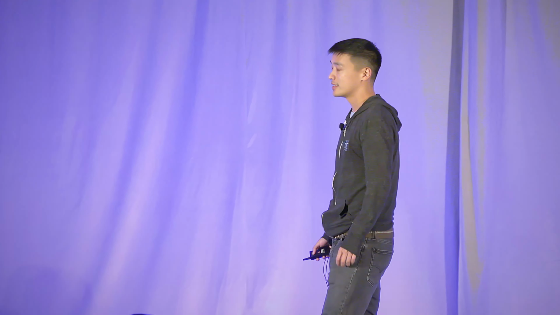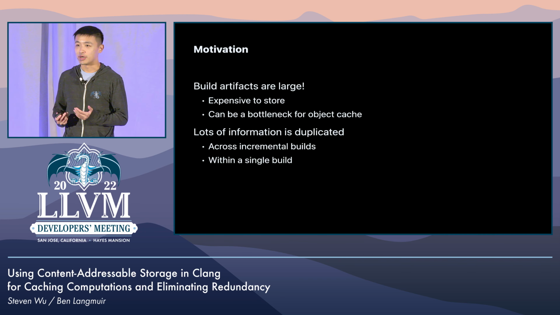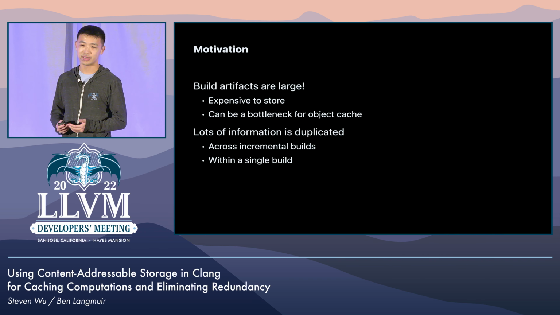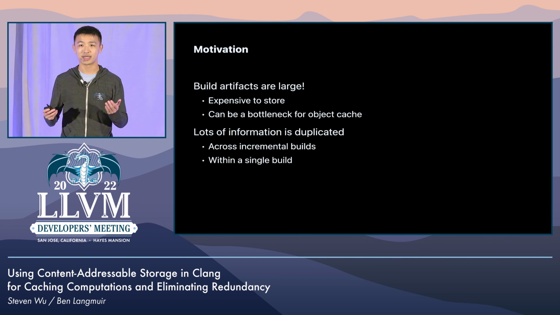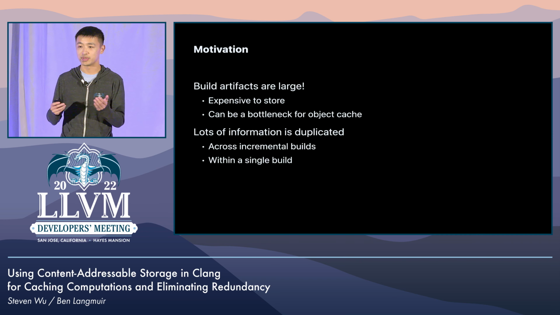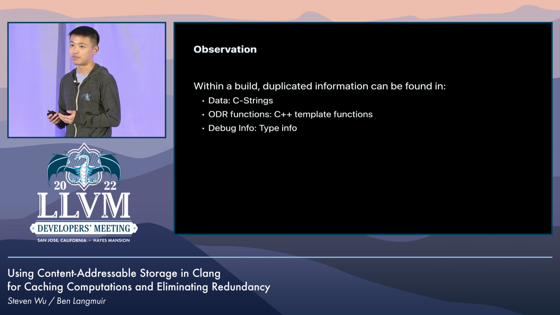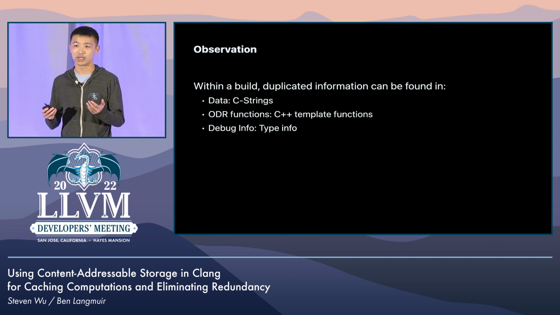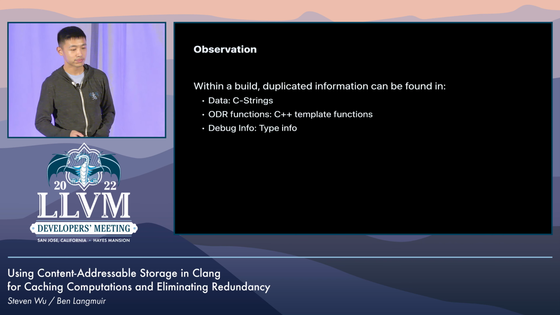Thanks, Ben. CAS object file is another prototype we built to showcase how powerful a CAS can be when it comes to optimizing builds. As we all know, build artifacts are large. They're expensive to store, and it can be a bottleneck when it comes to building an object cache. But there's a lot of information within the object files that is duplicated, both within a build and across a build. Within a build, you can find duplicated information in data like strings, ODR functions like C++ templates, or a lot of parts of debug information.